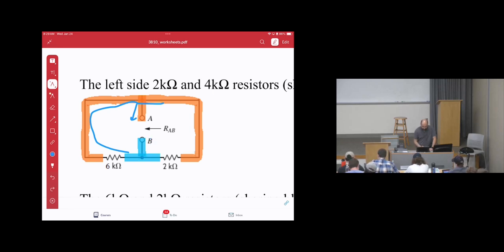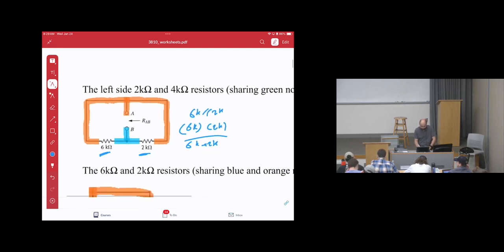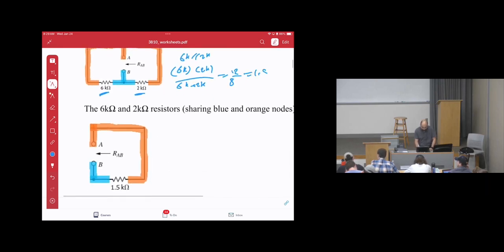The other thing, which is 6 kilo ohms between the blue and orange, 2 kilo ohms between the blue and the orange. Then they are in parallel because they are common in two nodes. So we will say 6 kilo ohms parallel with 2 kilo ohms, which means 6k times 2k over 6k plus 2k. So 6 times 2, 12 over 8. So the answer, I think, will be 1.5. Then redraw the circuit, 1.5, then that's it. Okay?